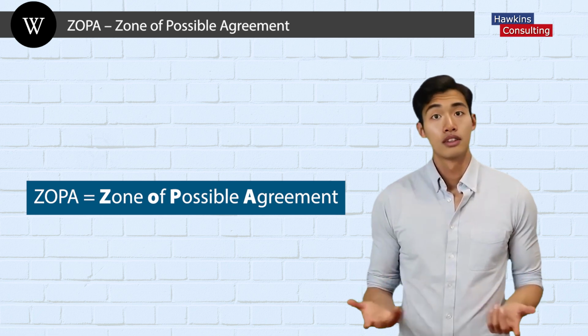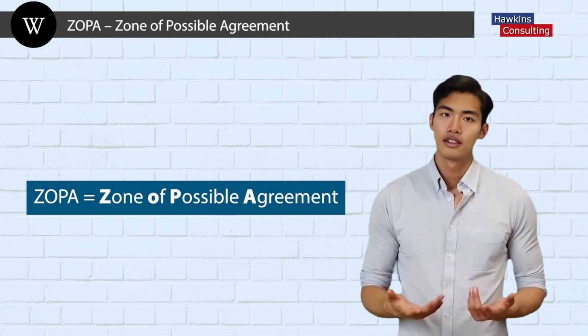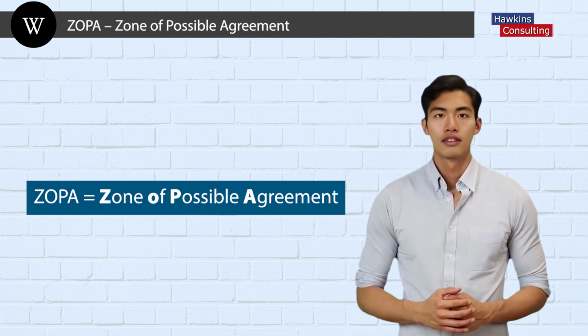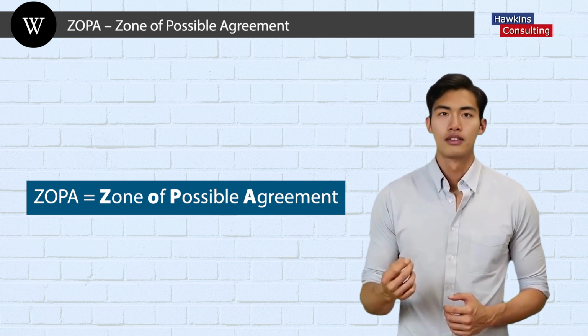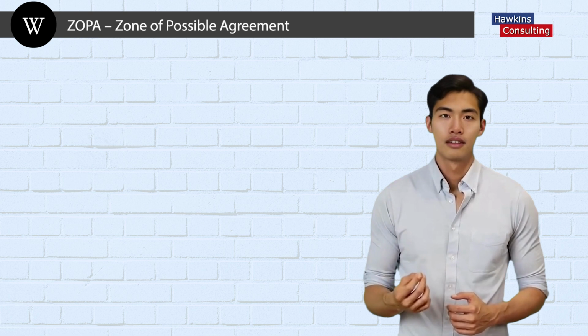It's the range within which an agreement is satisfactory to both parties involved in a negotiation. Knowing your ZOPA helps you understand the bargaining range and where mutual benefits can be found.